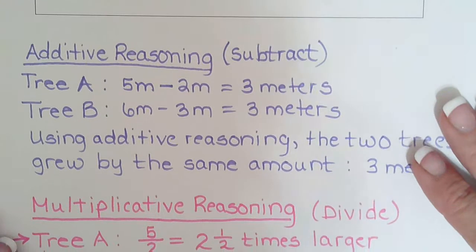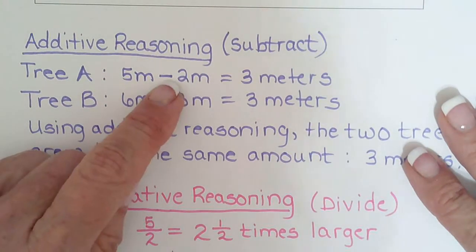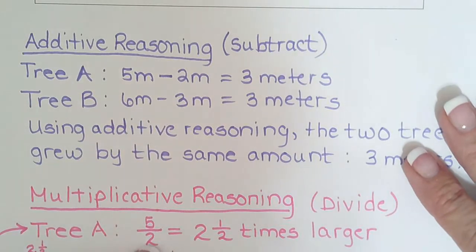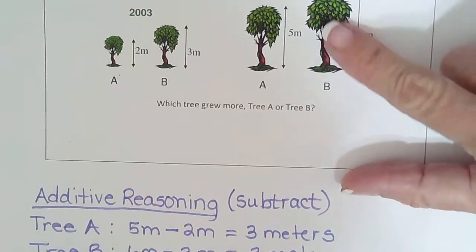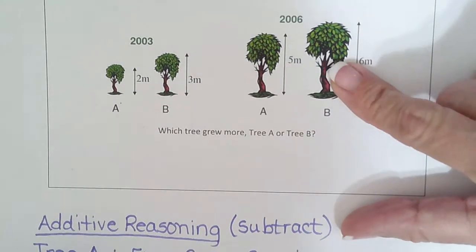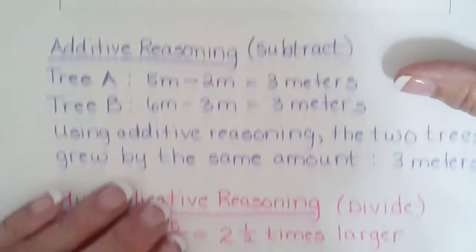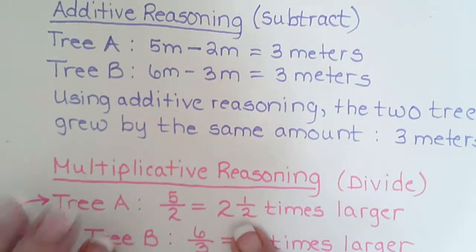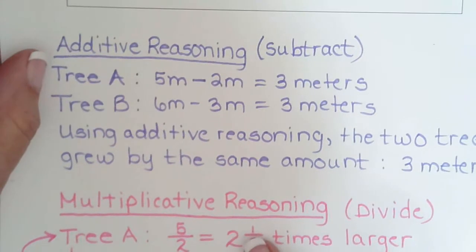So to look at tree A, instead of subtraction, you do division. 5 divided by 2 is 2.5 times larger. So tree A is 2.5 times larger in 2006 than it was in 2003. You may be thinking, how did she get that 2.5?